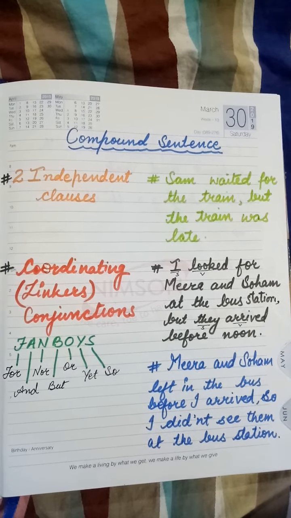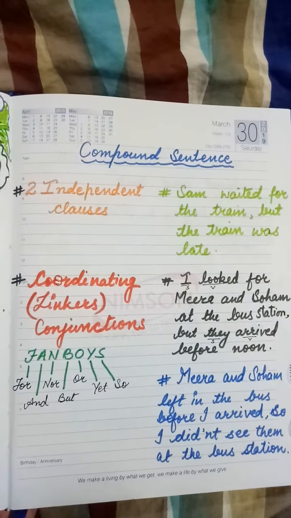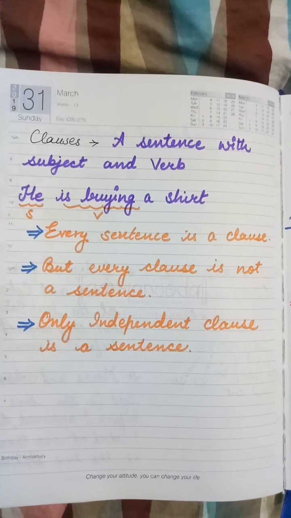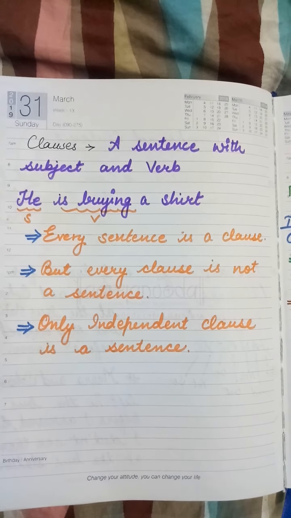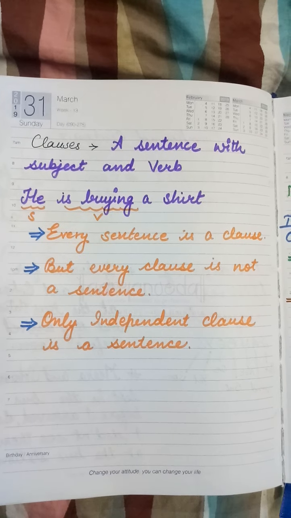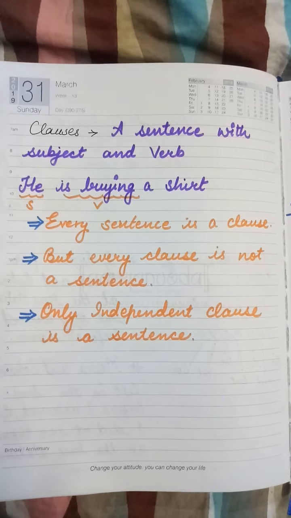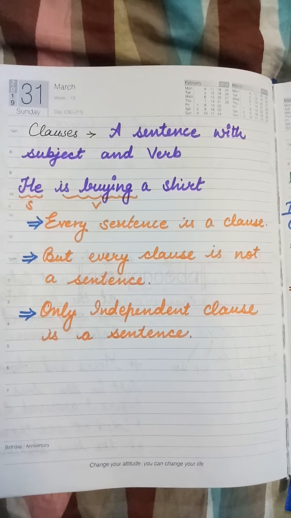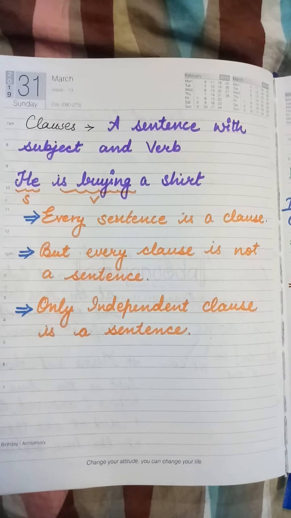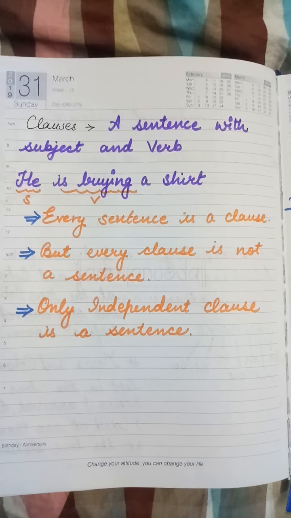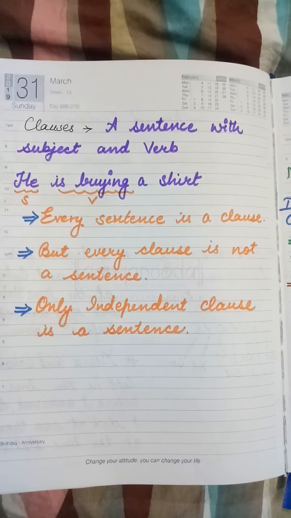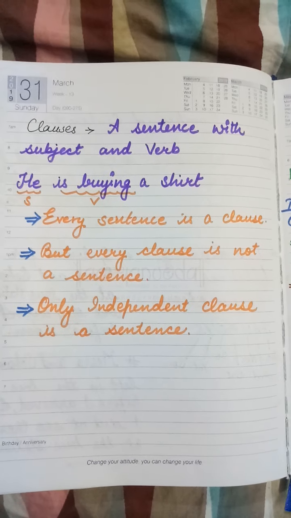So here the word comes clauses. So what are clauses? Let's understand this. A clause is a sentence with subject and verb. Okay? It has an independent subject and predicate. Every sentence is a clause, but every clause is not a sentence. Only an independent clause is a sentence.